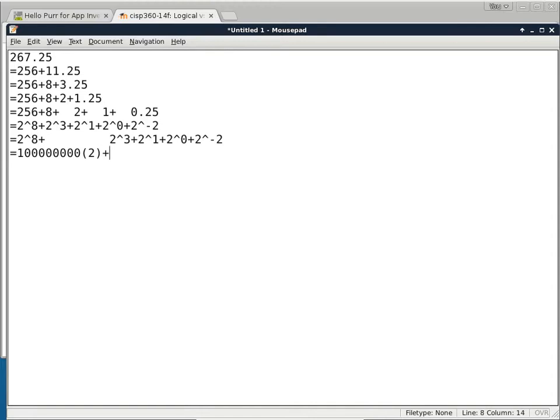Okay, what about the other one? What about 2 to the power of 3? 1 followed by 3 zeros. Okay, 1 0 0 0 in base 2. What about 2 to the power of 1? 1 0 in base 2.